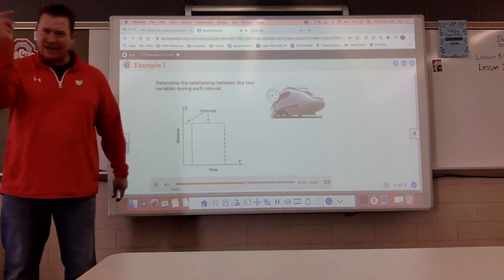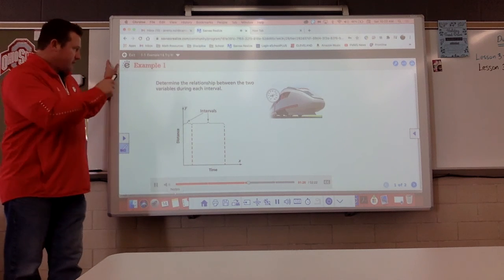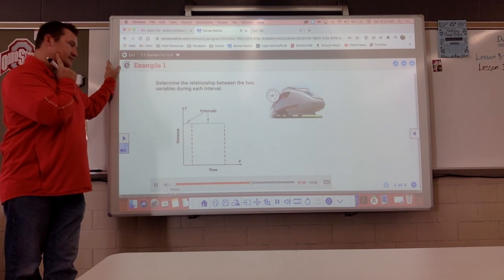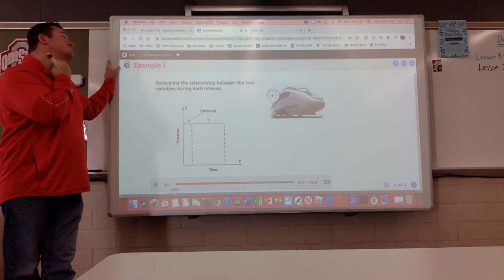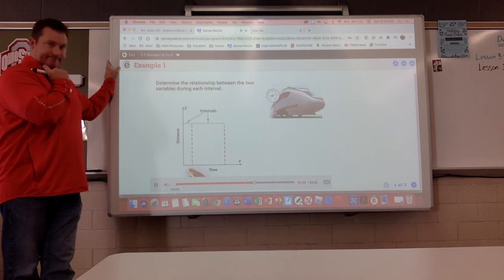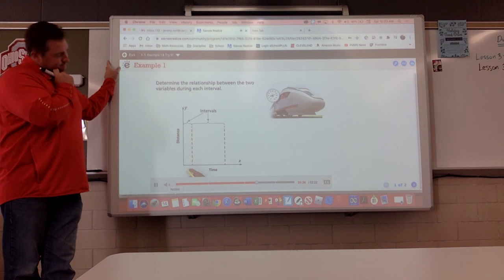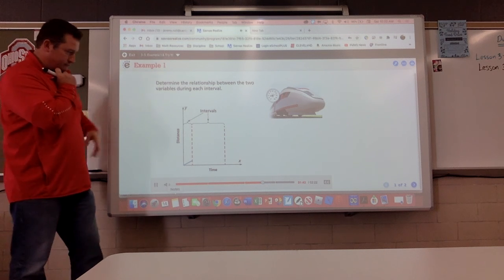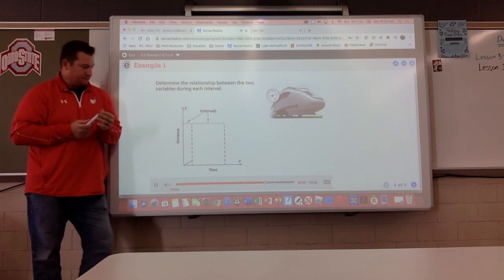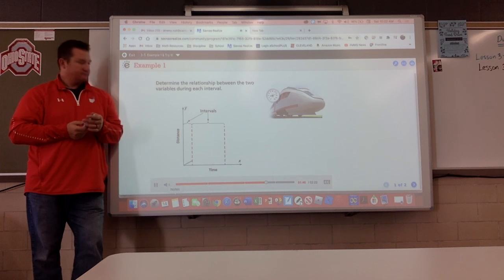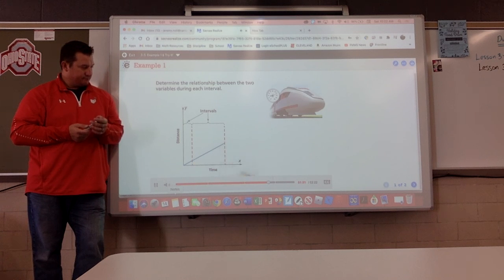We ain't got time for that. We got to get going. Determine the relationship between the two variables during each interval. At the beginning of the first interval, the time and distance are both 0. The express train starts moving at a speed less than the travel speed. The distance increases as the time increases. The second interval starts when the train reaches its travel speed of 150 miles per hour shortly after leaving the station. The distance continues to increase as the time increases. Since the train is traveling faster in the second interval, the graph is steeper in this interval.